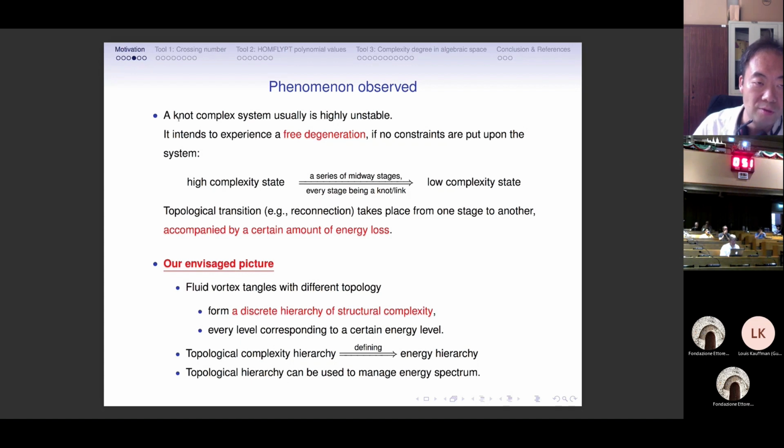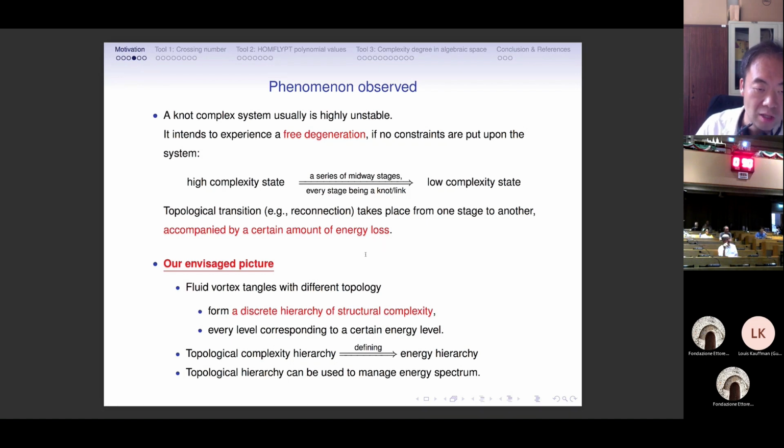So we have the following observation. A knot-plex system usually is highly unstable. It tends to experience a free degeneration from a high complexity state to a low one through a series of midway stages. Every stage is a knot or link. So from one stage to another, there is a topological transition. For example, it could be a reconnection event. And within the event, there is a certain amount of energy loss.